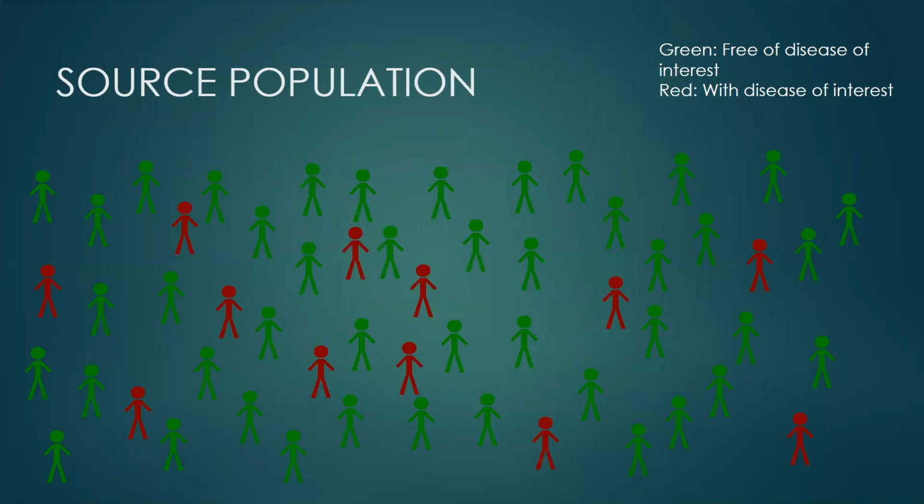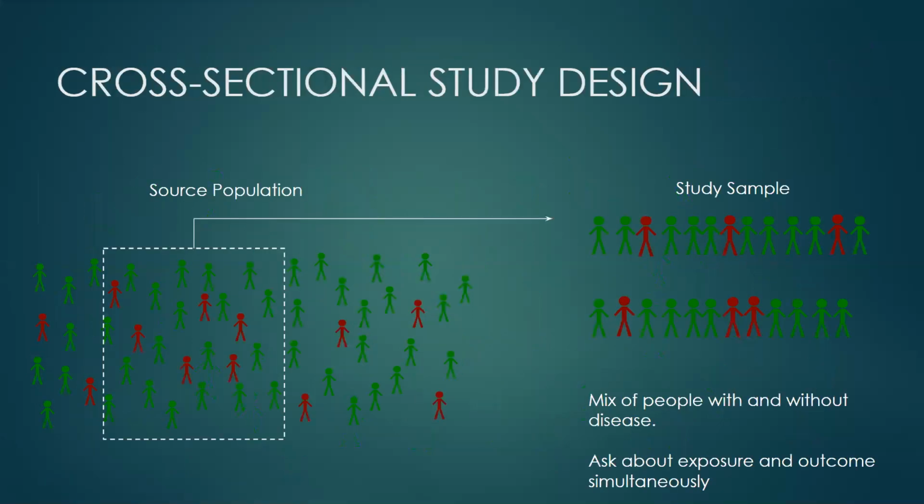Okay, so I'm going to show some images that illustrate what these different study designs look like. So just so you have a sense of what these little stick people represent. The green ones are people who do not have the disease or the outcome that we're interested in, and then red figures generally represent people who do have the disease that we're interested in.